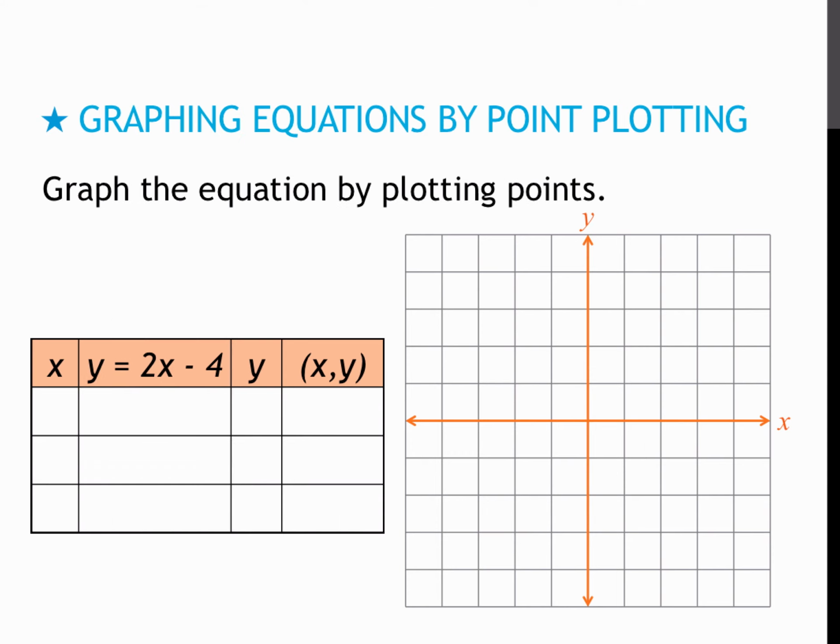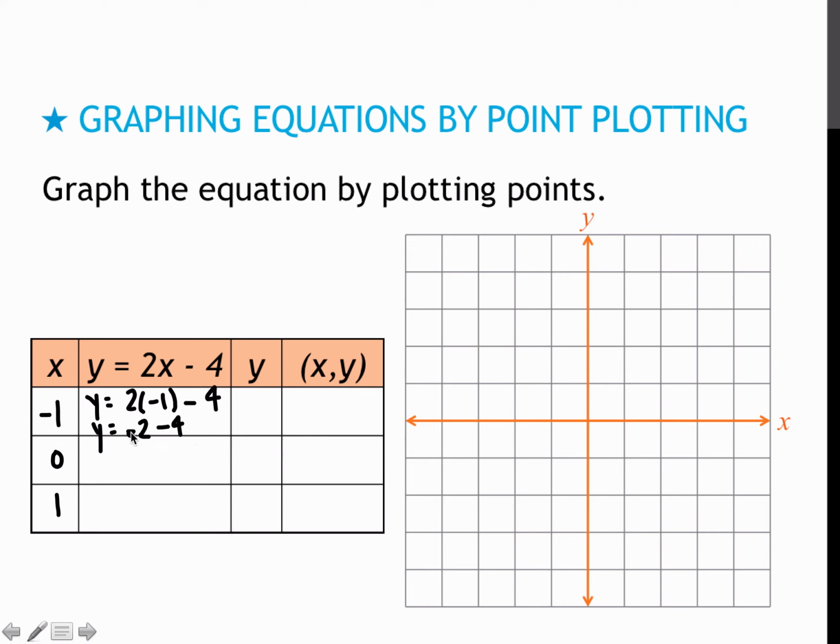Go ahead and try this one on your own and then press play to see how you did. So on this one, again, I'm going to choose some points. I'm going to choose negative 1, 0, and 1. So y equals 2 times negative 1 minus 4. 2 times negative 1 is negative 2.